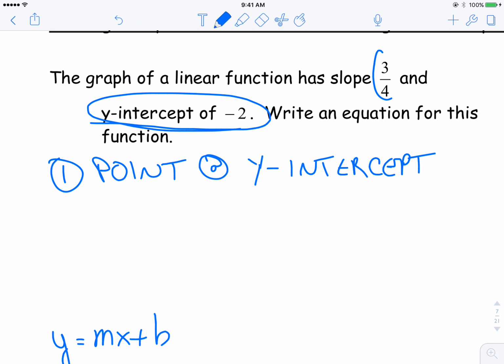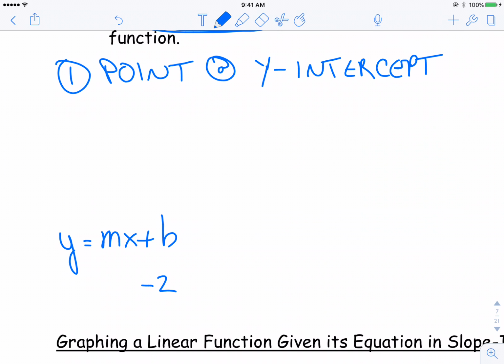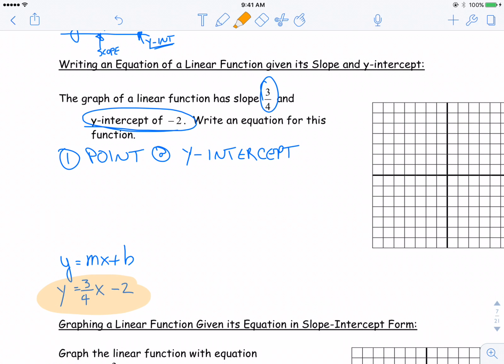It tells me my slope is 3 over 4. 3 over 4 now replaces m. And x and y stay right there. So really, this is answering the question, what's the equation for this scenario? A linear relation with a slope of 3 over 4 and a y-intercept of -2. Write an equation for this function. Done. To graph it, this is how easy it is.